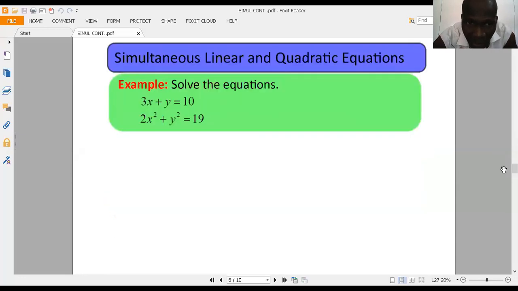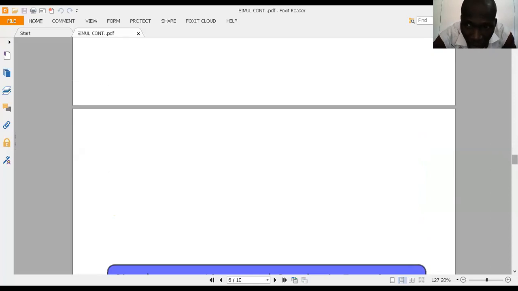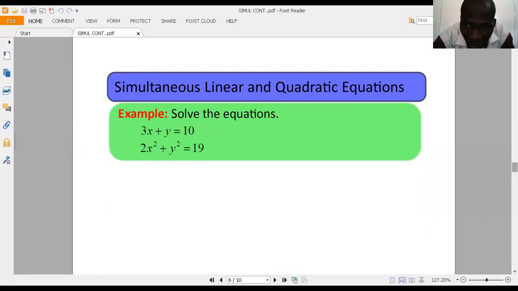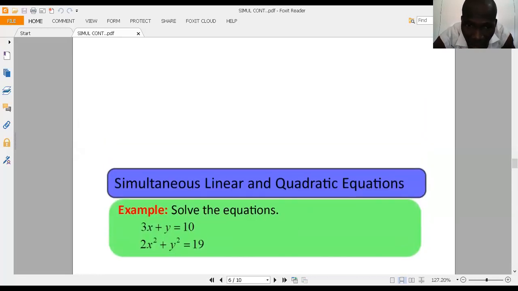So what we have today is simultaneous linear and quadratic equations. If you come across this, what do you do? Like I said, you have been given the tools. You either make use of the elimination method or the substitution method, at least those you have been introduced to.